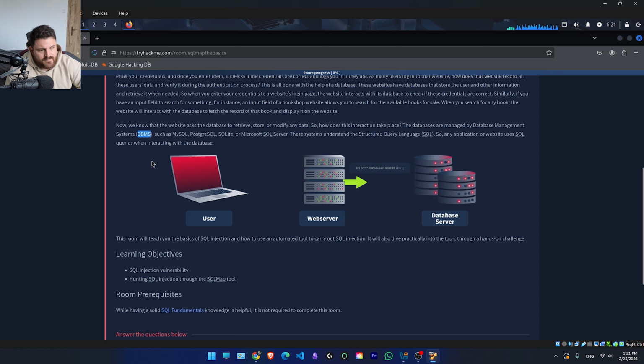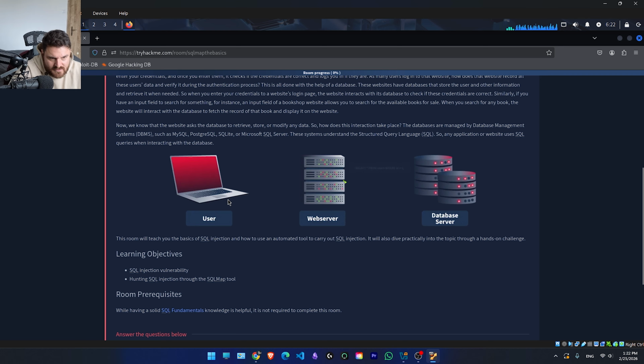Yeah, so DBMS is the software. These systems understand the SQL query language. Basically the DBMS is the software that creates, stores, modifies, and deletes, and SQL is the language, the syntax. So any application or website uses SQL queries when interacting with a database.